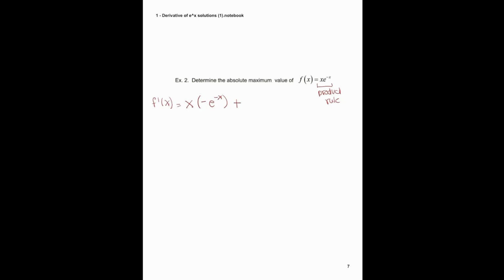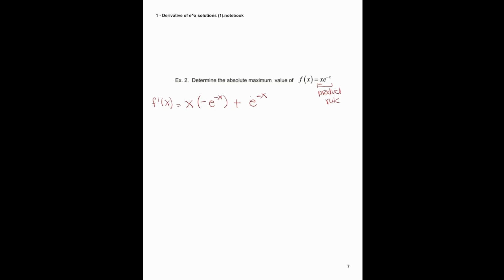Now we have plus the derivative of the first times the second. So the derivative of the first, just x, is 1. We don't need to rewrite it. And then times the second is e to the negative x. So we have e to the negative x. So our first derivative is x times negative e raised to the negative x plus e raised to the negative x. So now let's set this to 0.